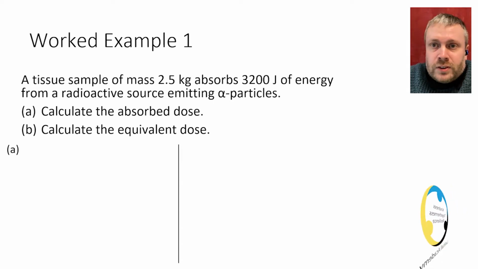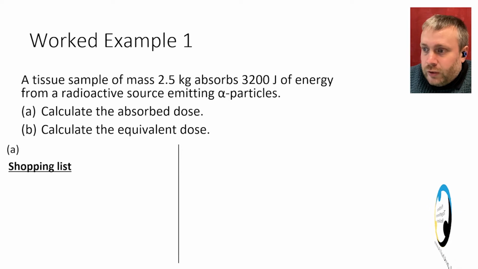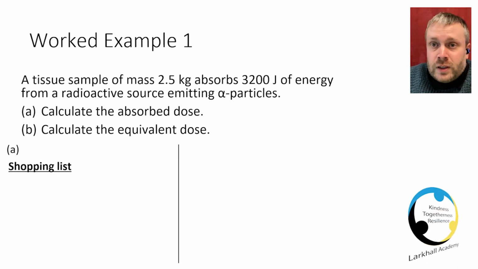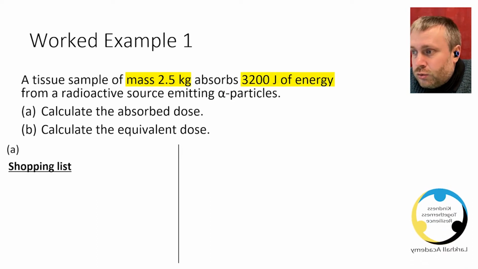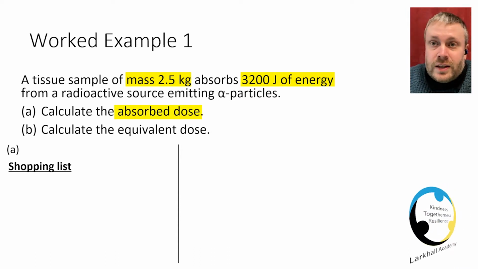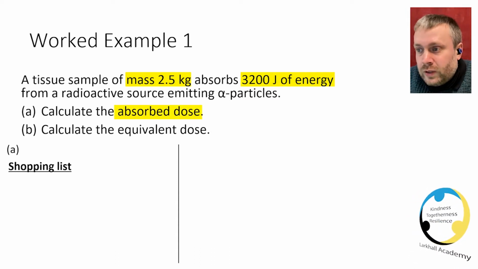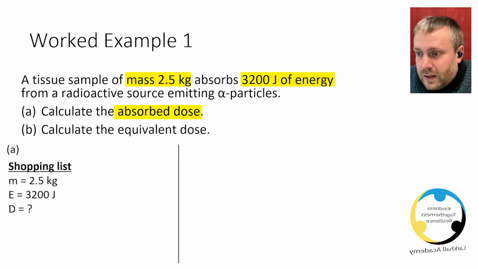So first thing we do, hopefully you're way ahead of me, as always, we're going to write down our shopping list. Now let's just highlight the important information that we've got in our question here. So we've got the mass is 2.5 kilograms. We have 3,200 joules of energy. And then from part A, it's asking us to calculate the absorbed dose. So let's note these things down in our shopping list.